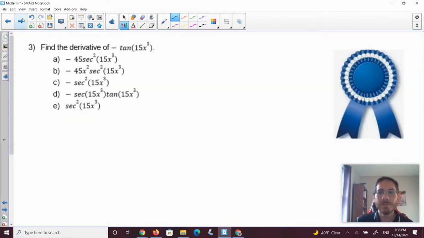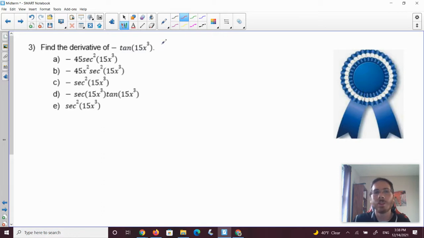All right. Number 3, this was a really good question according to the program, because people that did well on the test generally got this one right. People that did not do well on the test generally got this one wrong. So it's a good one to see, all right, if I understand this one, I'm probably in a pretty good situation. So we have to find the derivative of negative tangent of 15x cubed.